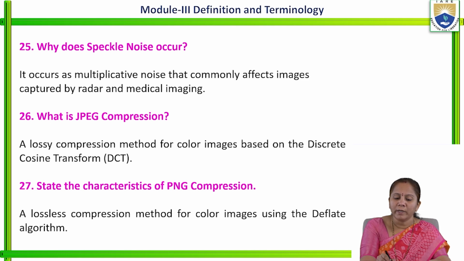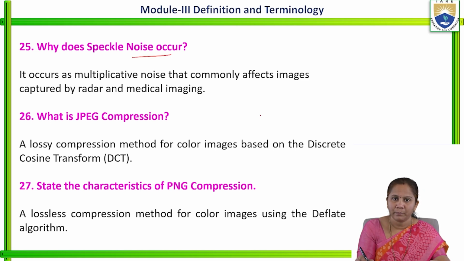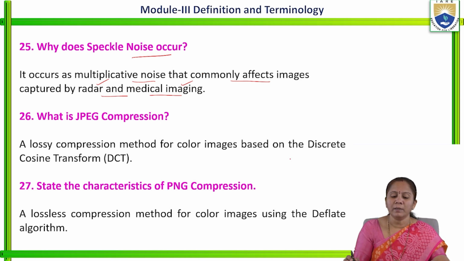Next, why does speckle noise occur? This type of noise occurs as multiplicative noise that commonly affects the images captured by radar and medical imaging. So during image capturing in applications like radar and medical imaging, this type of noise will commonly affect the images.